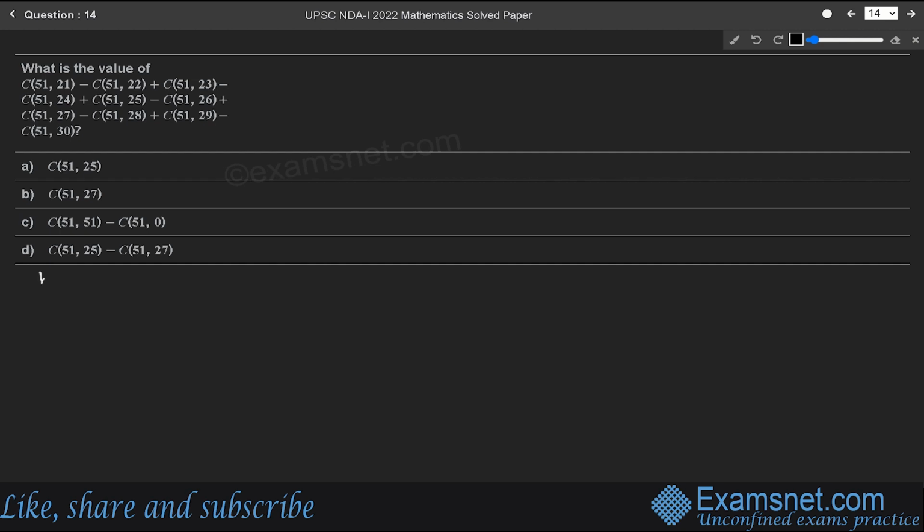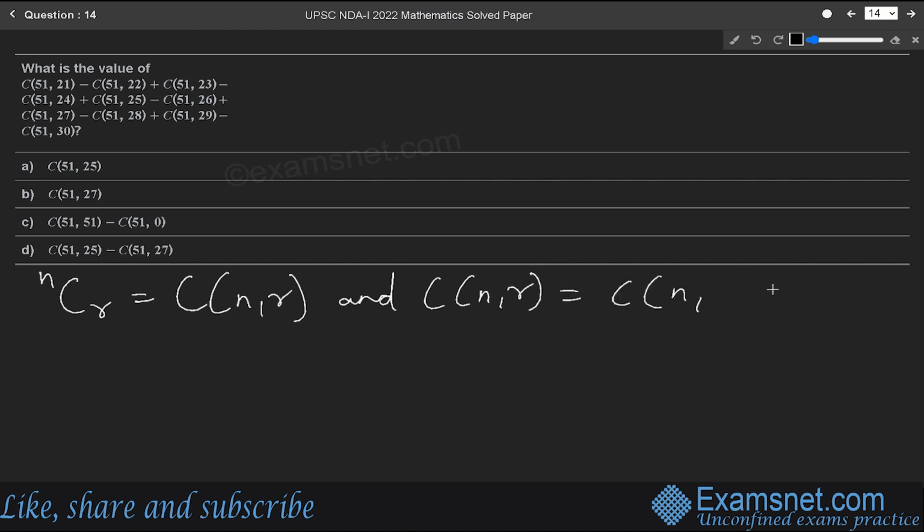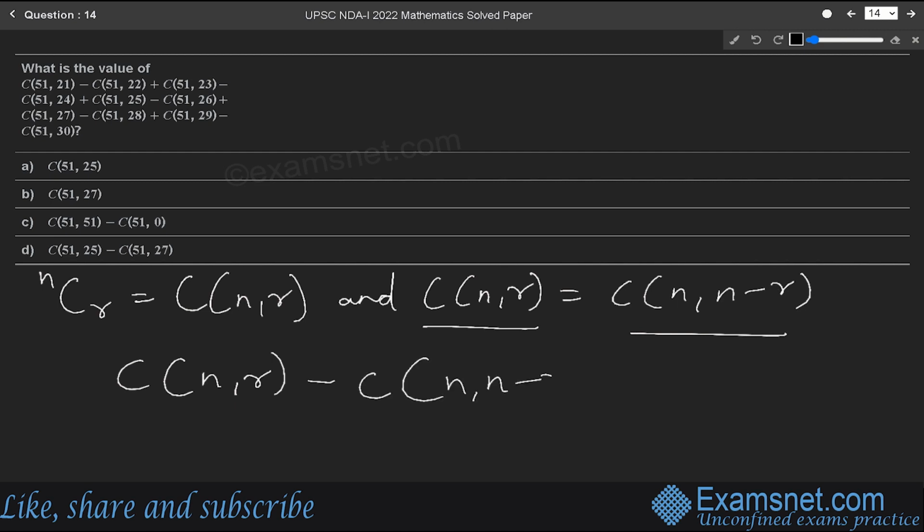We know that nCr is equal to C of n comma r, and C of n comma r is equal to C of n comma n minus r. Now since both terms are equal, we can write it as C of n comma r minus C of n comma n minus r is equal to 0.